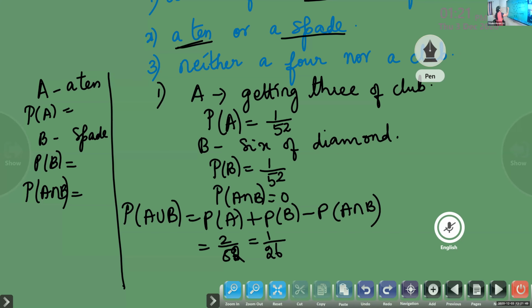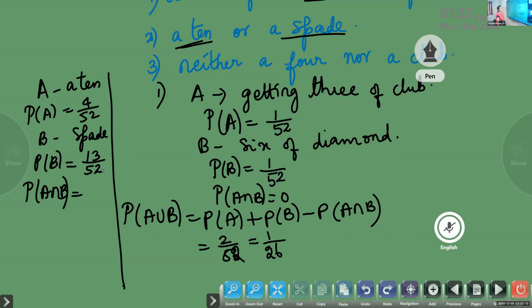Don't simplify yet, because again you have to take LCM if you want to add. So here, you keep it as such. Finally, we can simplify. Punya, what is the probability of getting spade, P of B? 13 by 52.